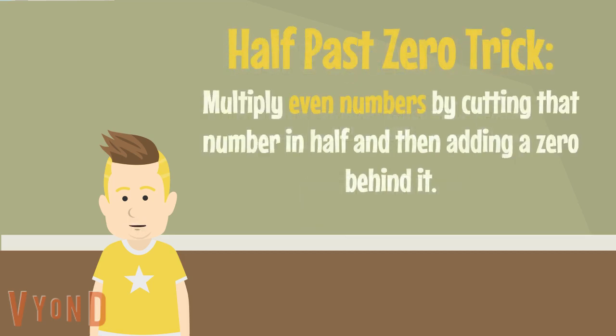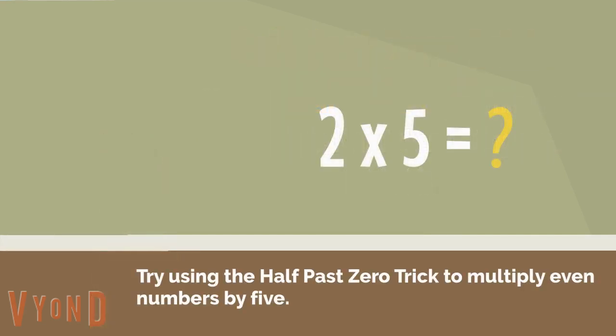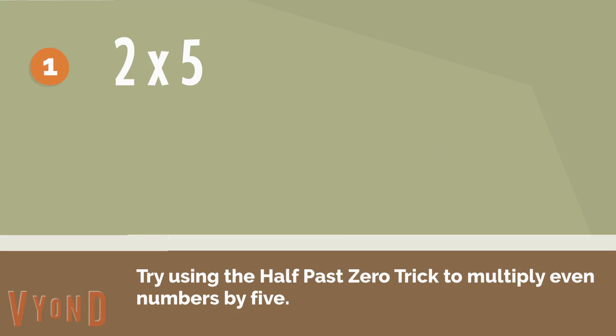Sometimes, I use my half past 0 trick when multiplying even numbers by 5. By taking an even number, cutting it in half, and adding a 0 behind it. Let's use the half past 0 trick to multiply 2 by 5. First, you write down the factors, 2 times 5.